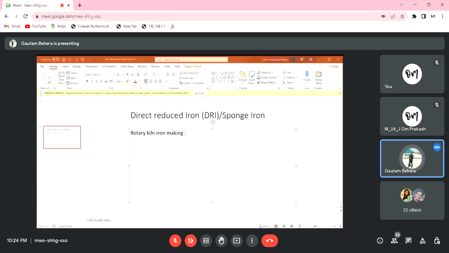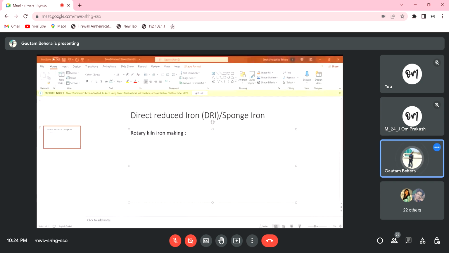Made up of simple steel, and a refractory lining will be given. That is called castable refractories, basically. And that particular kiln is inclined at an angle of like 2 degrees or 2.5 degrees. So if you incline that kiln at 2.5 degrees, for example, so what will happen?